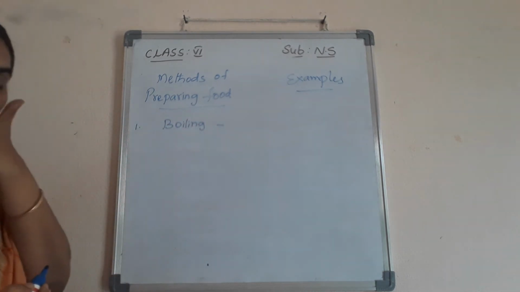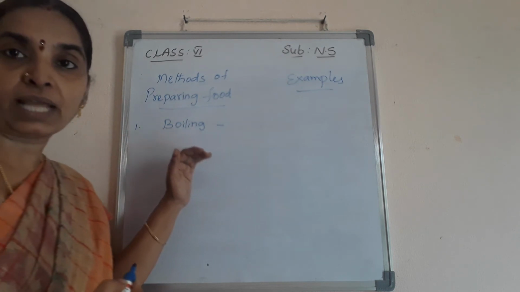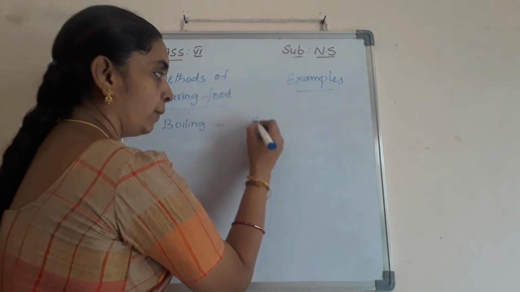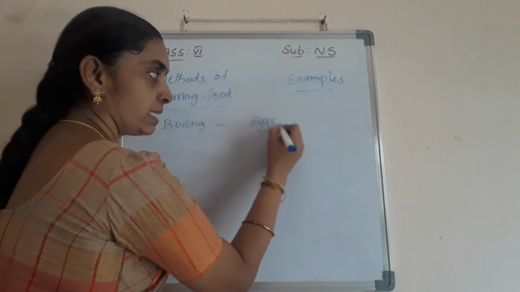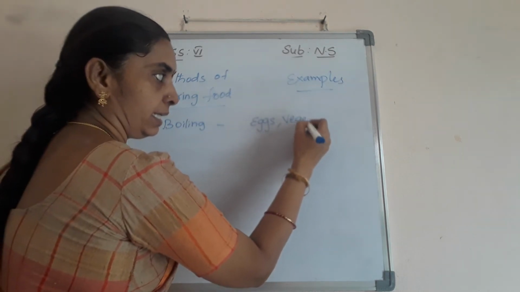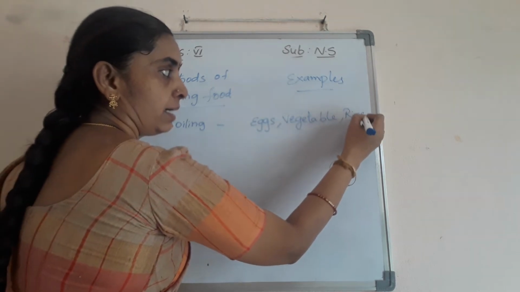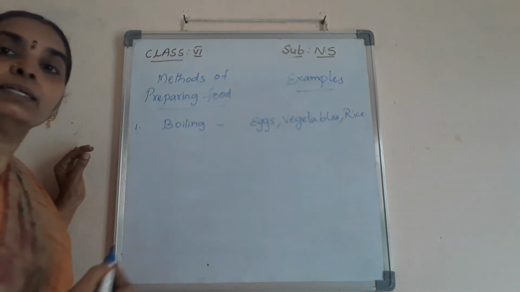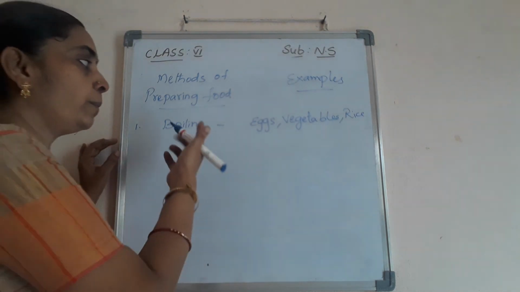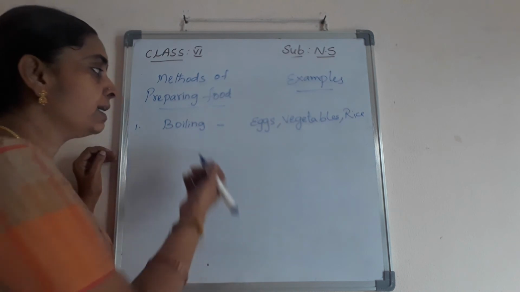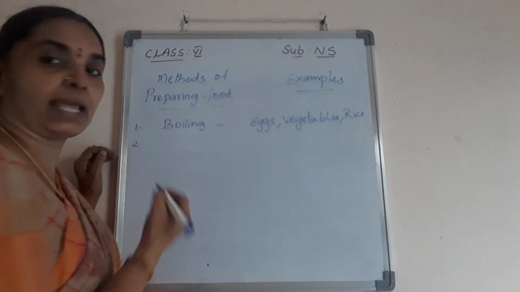In the boiling method, which food items do you generally cook? Eggs are boiled, you know it. Vegetables are boiled, isn't it? Rice, you boil it. These are the different items which you boil and cook. Some groundnuts are also boiled and cooked, isn't it? So you can give examples like this.